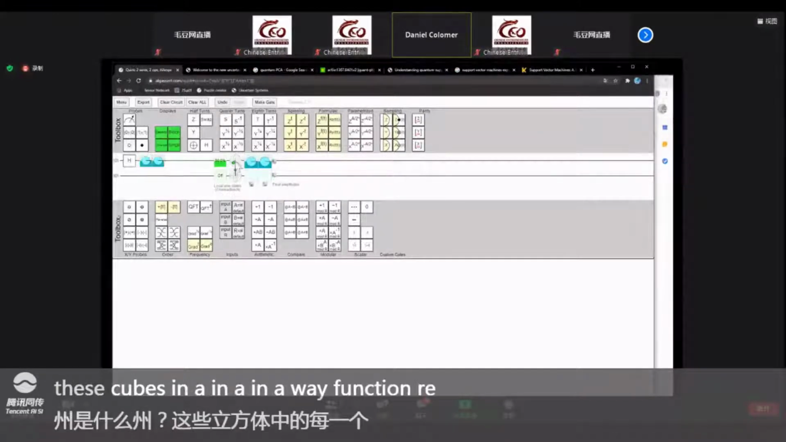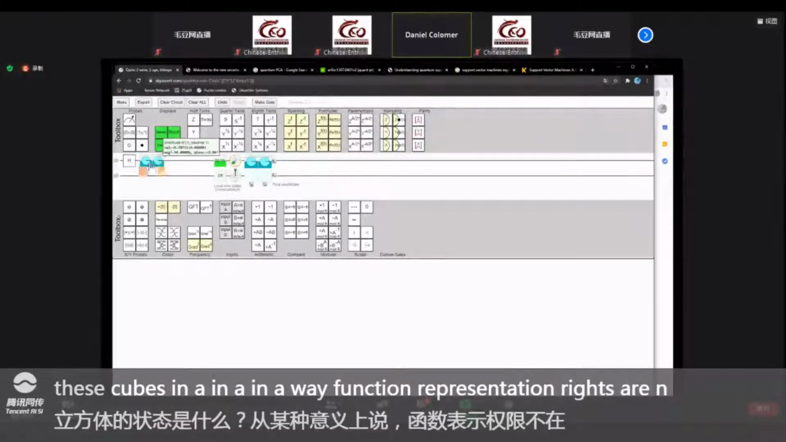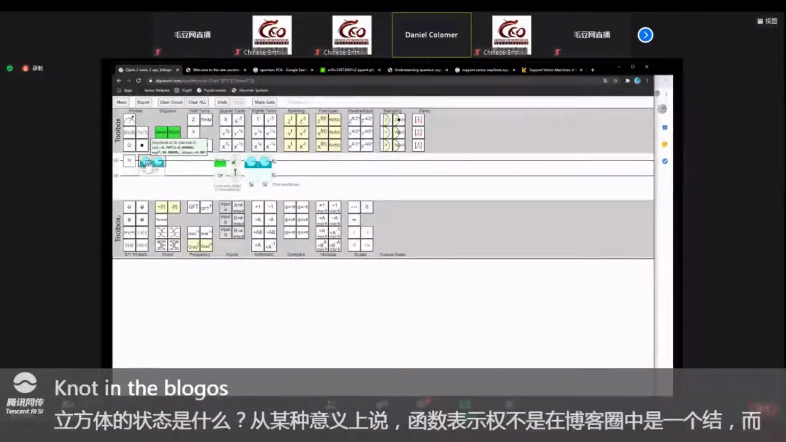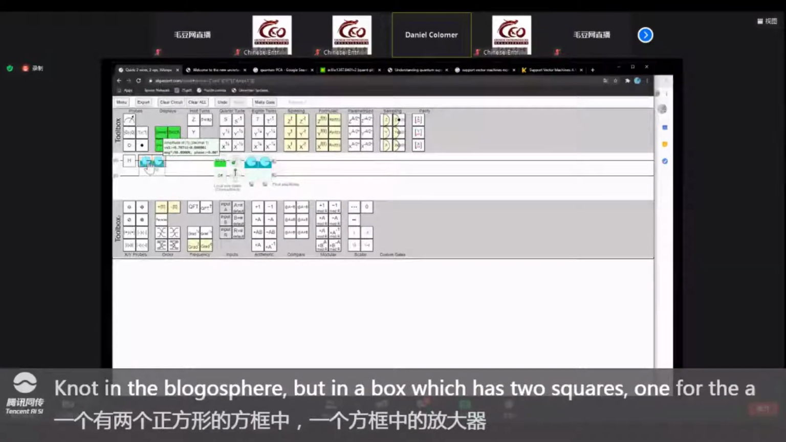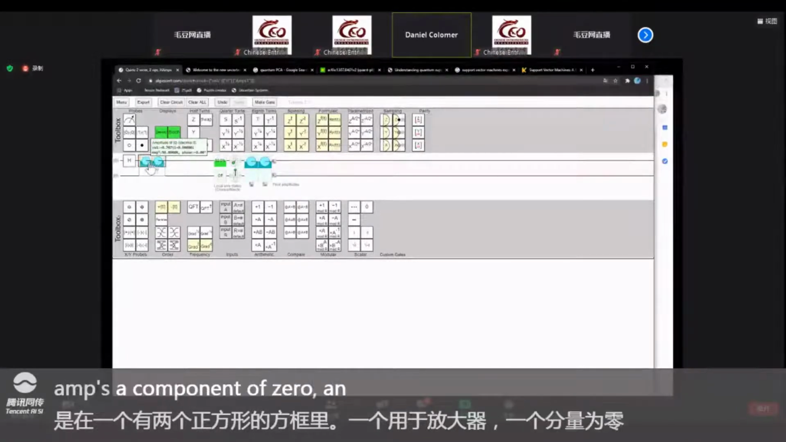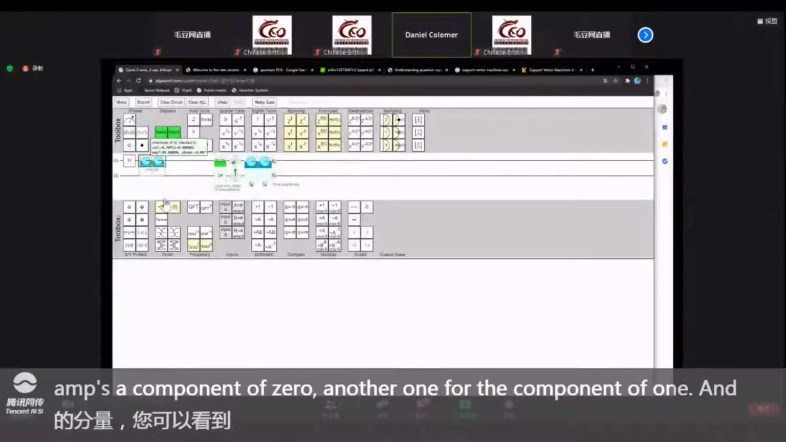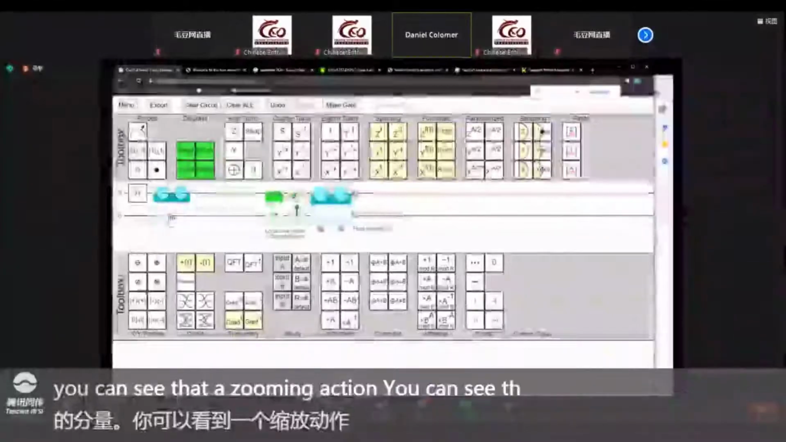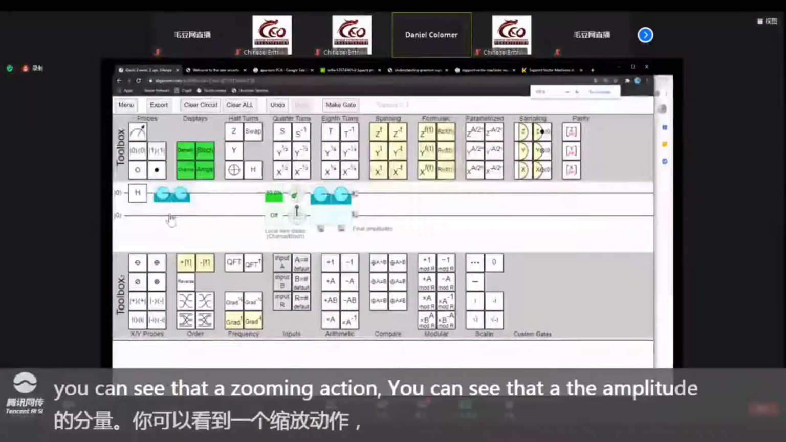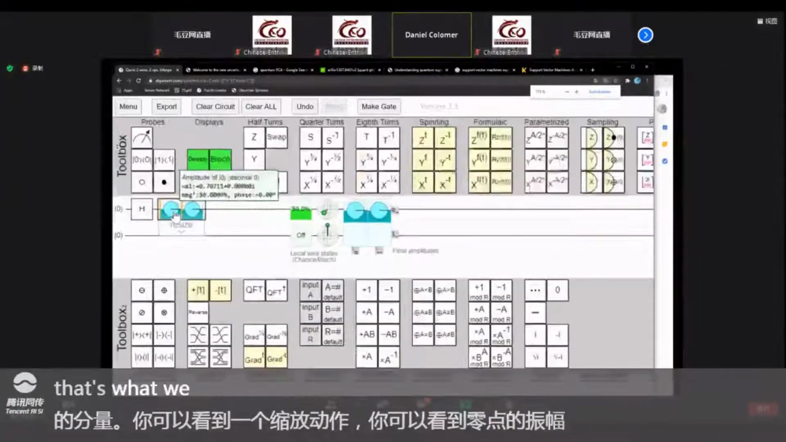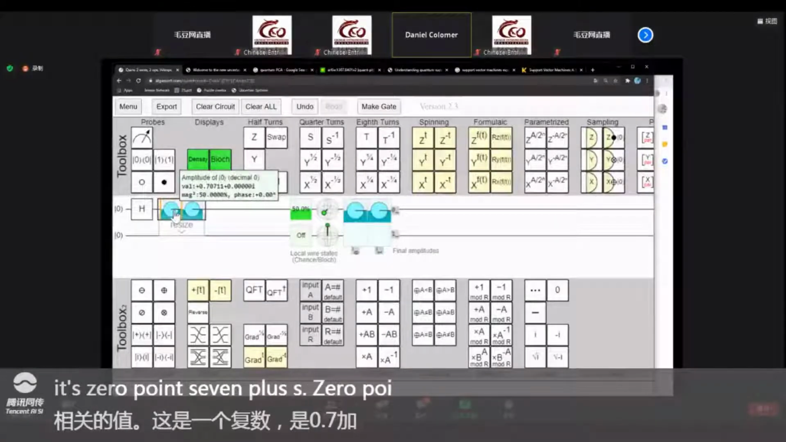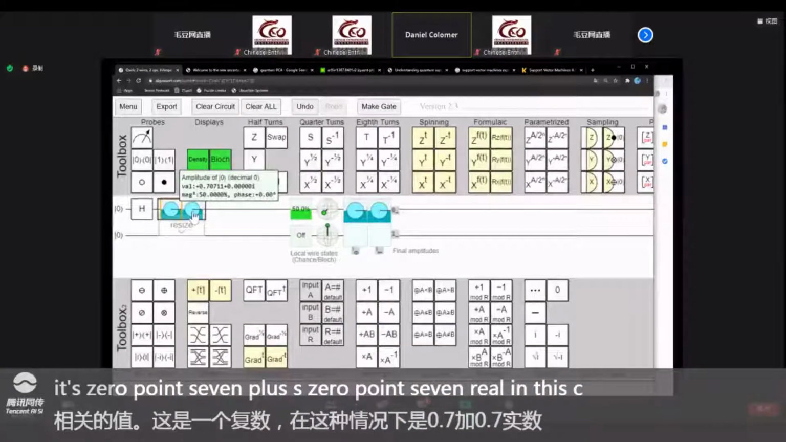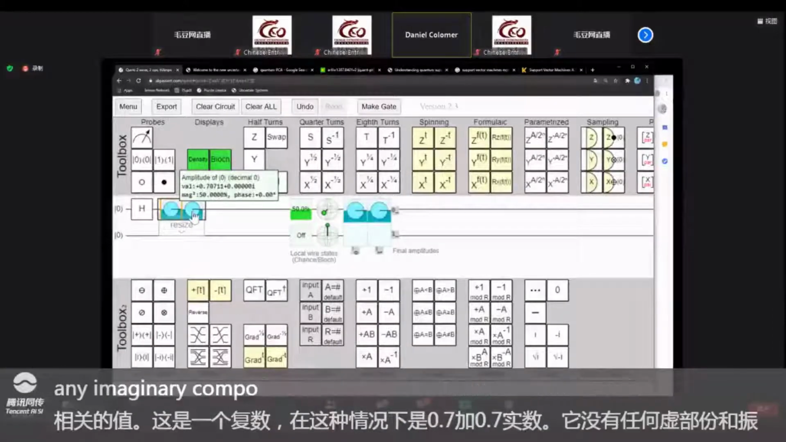So not in a Bloch sphere, but in a box which has two squares, one for the component of 0, another one for the component of 1, and you can see that. Let's see if I can zoom in a bit. You can see that the amplitude of 0, that's what we call the value associated with 0, is a complex number. It's 0.7 real in this case. It doesn't have any imaginary component, and the amplitude of 1 is 0.7.